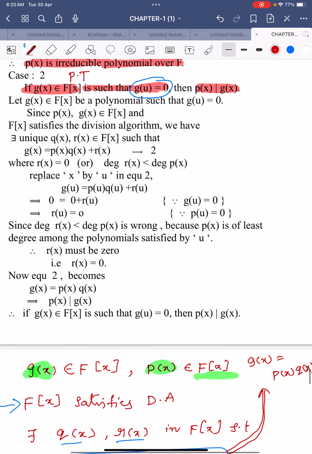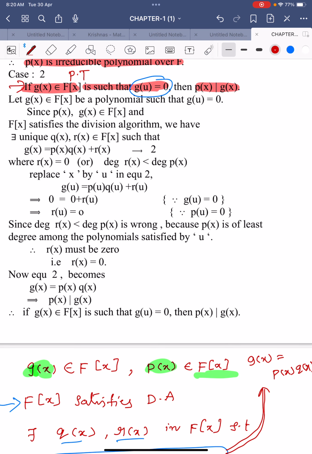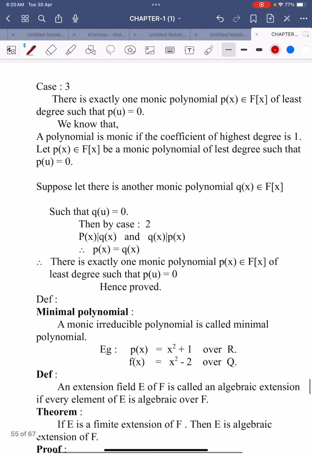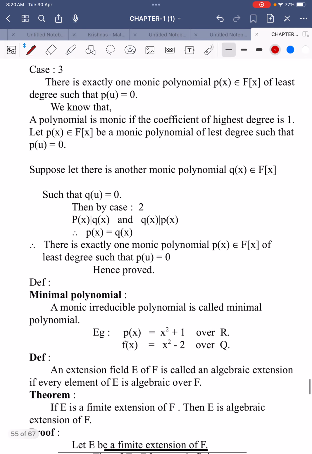You see here, if g of x belongs to f of x such that g of u is equal to 0, then p of x divides g of x. So the second condition is also completed. Next, you have to show the third condition. What is that third condition? We have to prove that there is exactly one monic polynomial p of x belonging to capital F of x of least degree such that p of u is equal to 0.